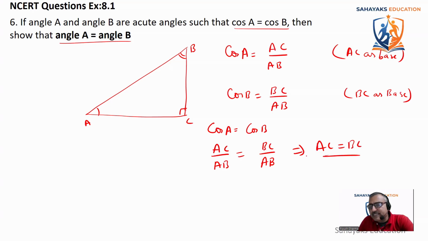So when AC is equal to BC, what does it mean? It is an isosceles triangle. That means the side AC is equal to side BC. That implies that angle A is equal to angle B. Okay. So coming to the next question. So this is what you have to prove here.